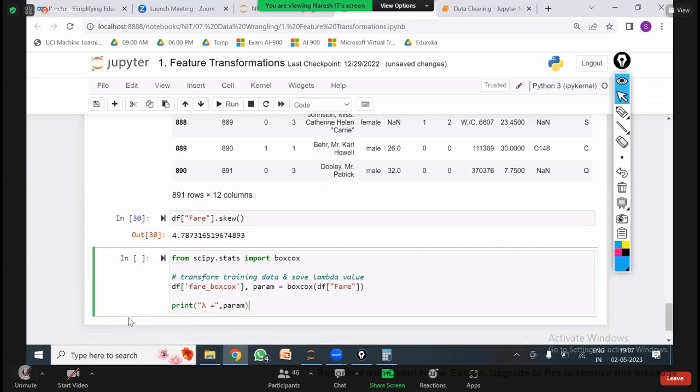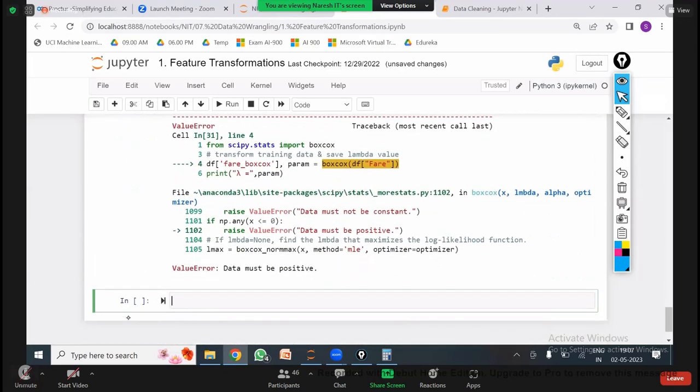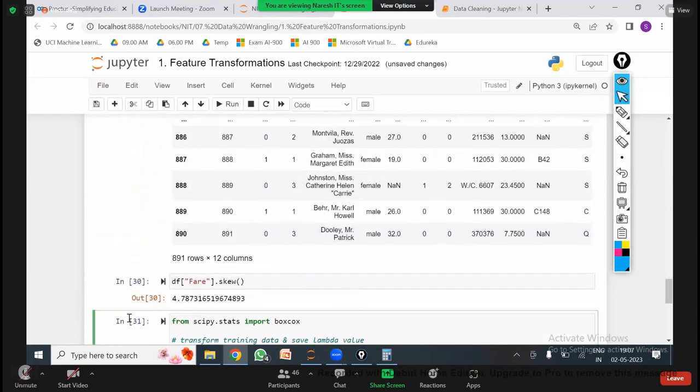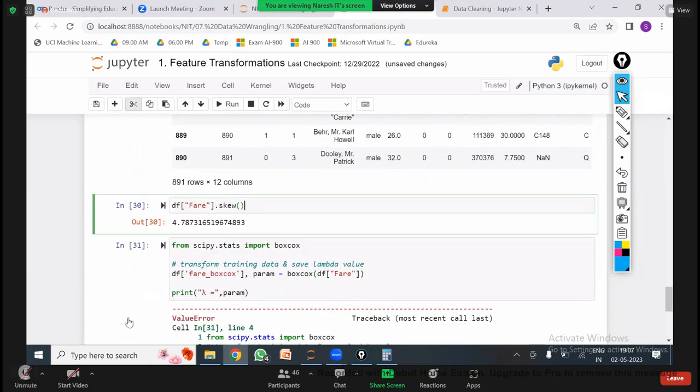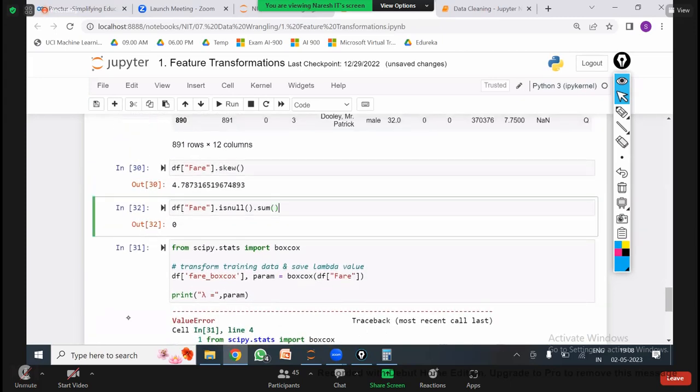Okay. Now, data must be positive. Fare. Where is the fare column? First, data df of fare dot is null. I think there are missing values in this. There are no missing values.